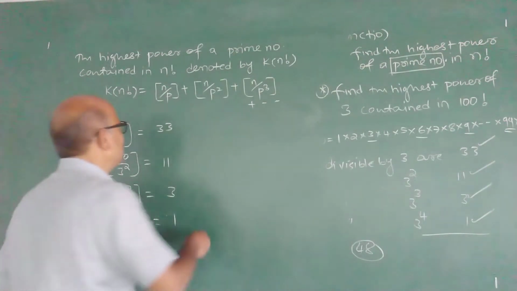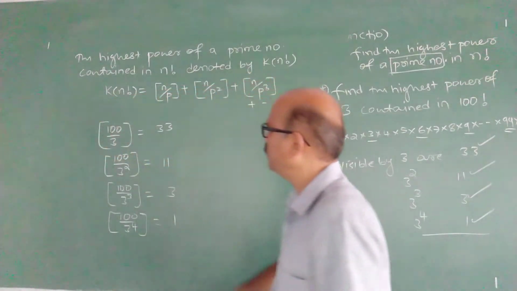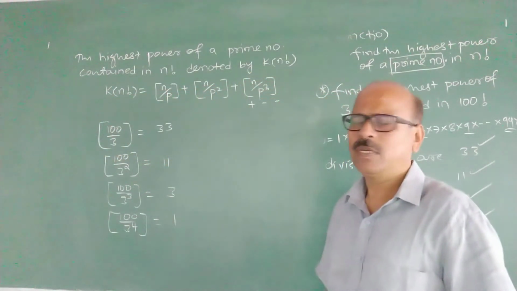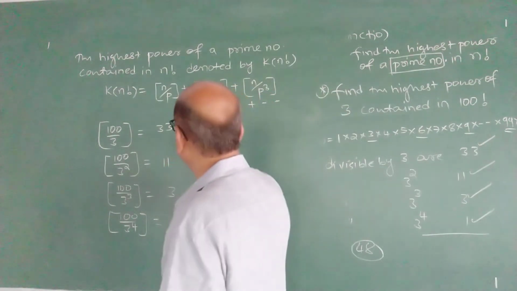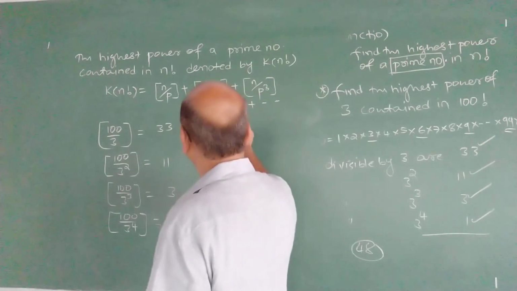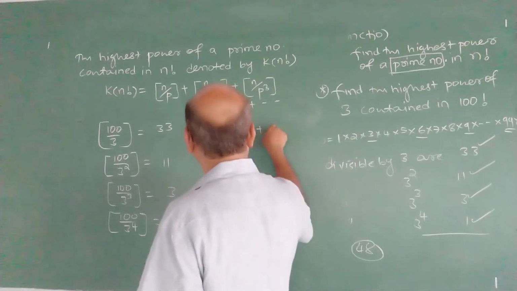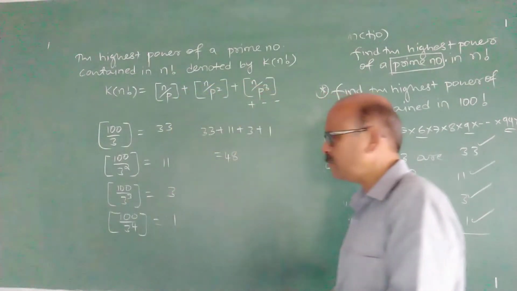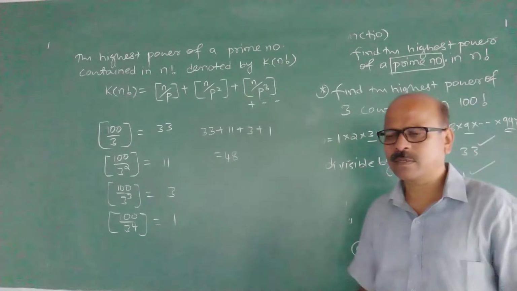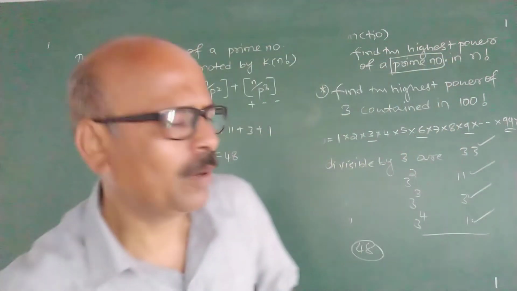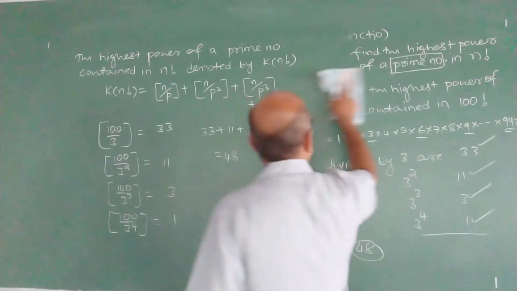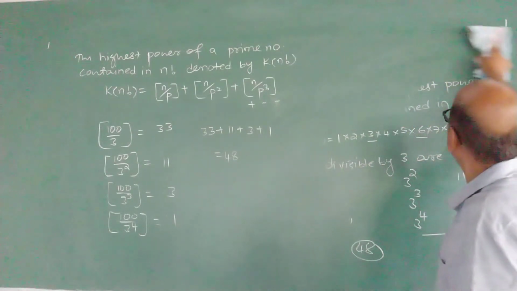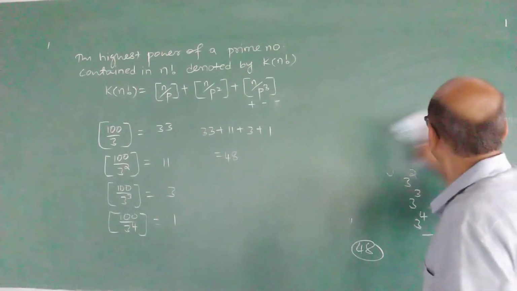Now, what is the highest power of 3, that is the prime number, contained in 100 factorial? We have to add this: 33 plus 11 plus 3 plus 1, which is 48. This is the type of problem here: highest power of a prime number contained in n factorial.